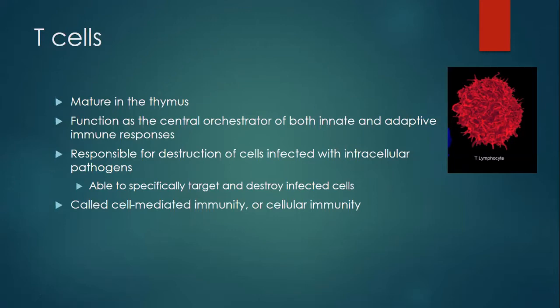T cells mature in the thymus. So they're made in the bone marrow, they travel to the thymus, and then they mature. T cells are kind of a central orchestrator in both innate and adaptive immune responses, but they're primarily thought of as adaptive immunity. T cells are responsible for the destruction of cells that are infected with intracellular pathogens. They're able to specifically target and destroy cells that are infected, and we call that cell-mediated immunity or cellular immunity.